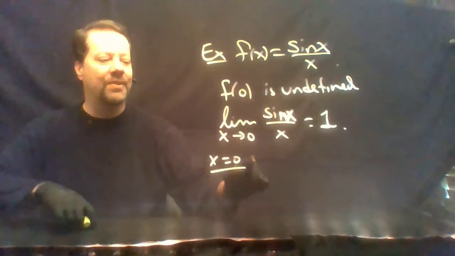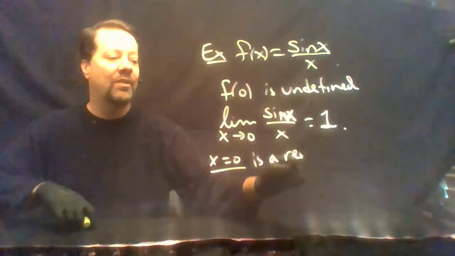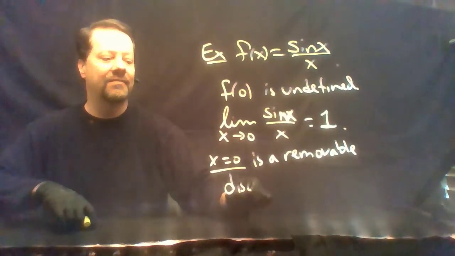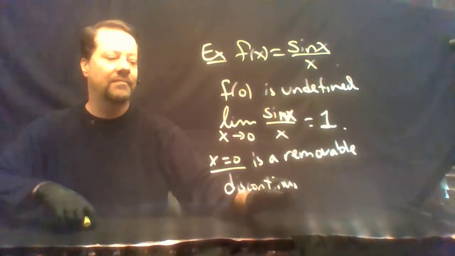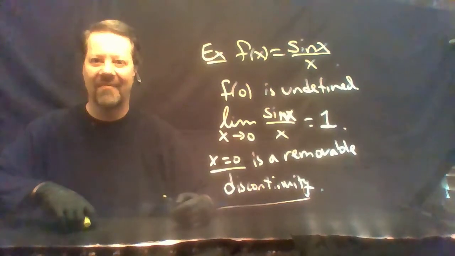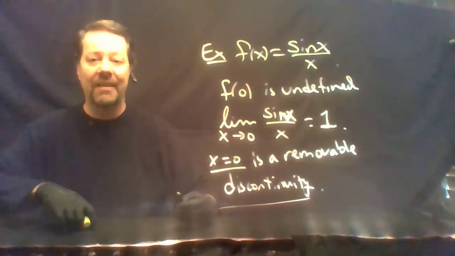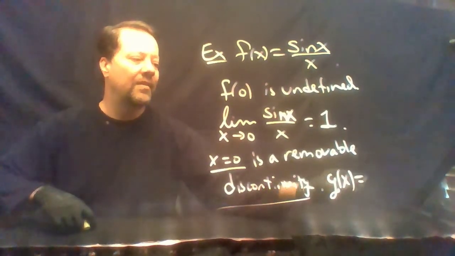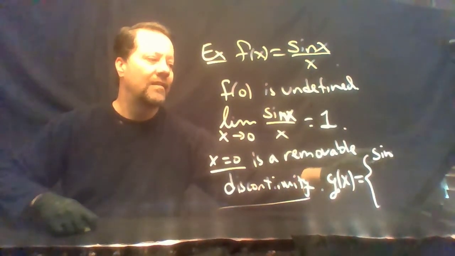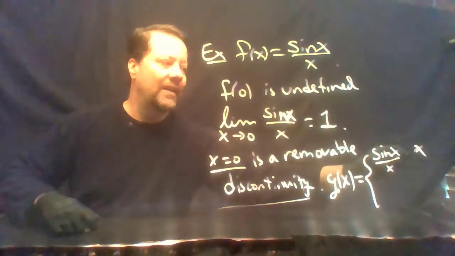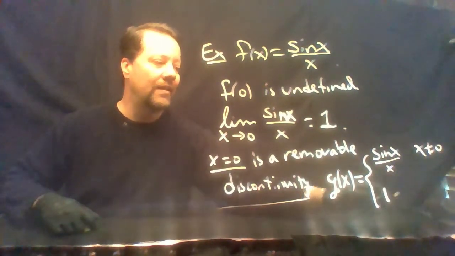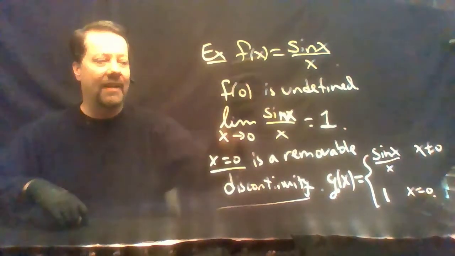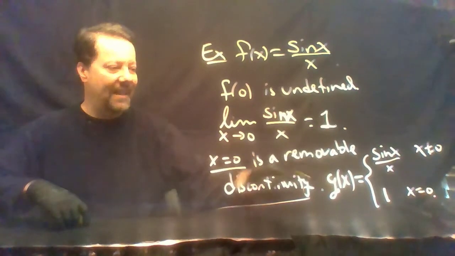Therefore, x equals 0 is a removable discontinuity. We can define this function to be continuous by filling the hole. We can define another function g of x to be sine x over x when x is not 0 and 1 when x equals 0. This function has been redefined at one point, and now it is continuous.